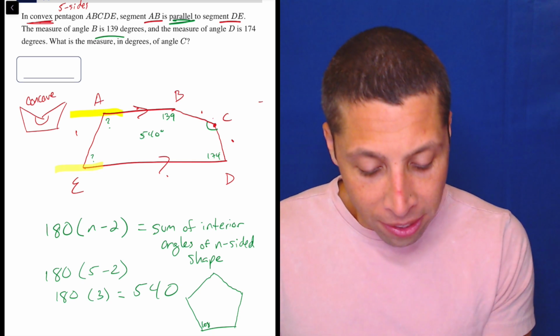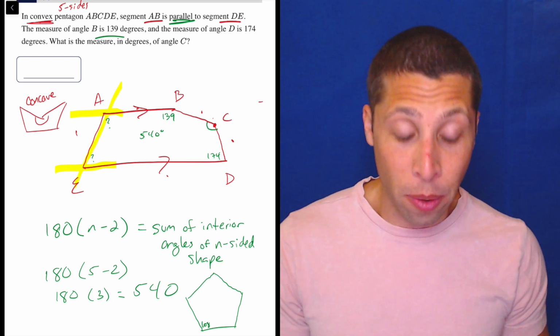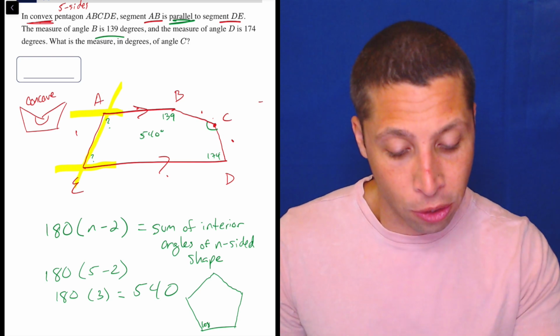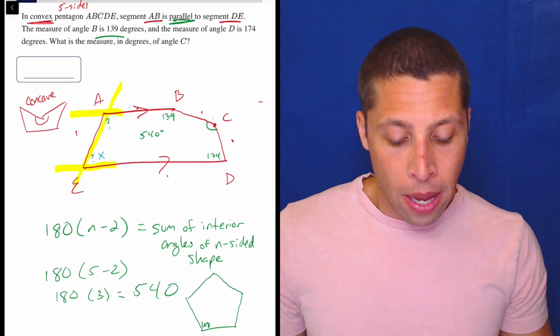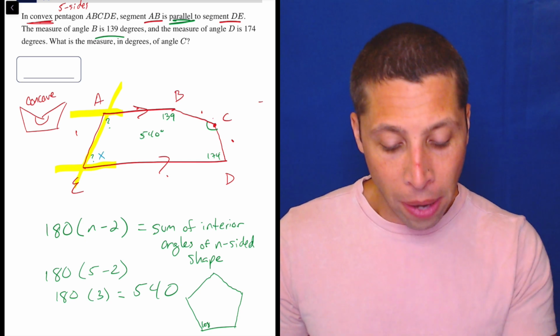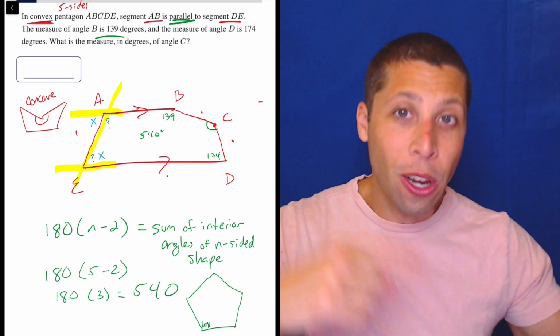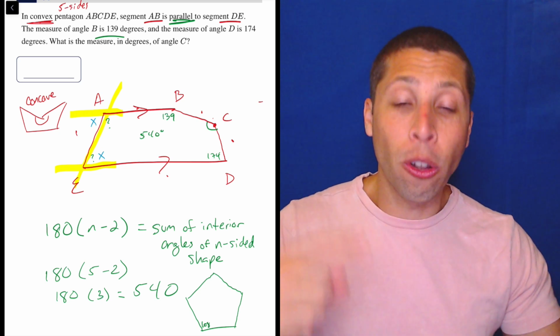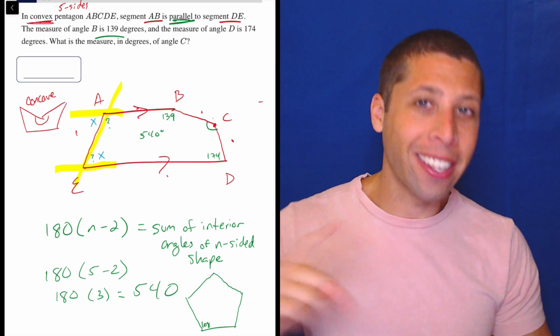If I just focused on this little part of my picture, we have that familiar Z shape, but we have two parallel lines cut by a transversal. So I don't know what this is right here. But I do know that because these lines are parallel, that angle outside of A is going to also be the same thing. They are alternate interior angles, and they're congruent. But I don't care about that because that's outside the pentagon.